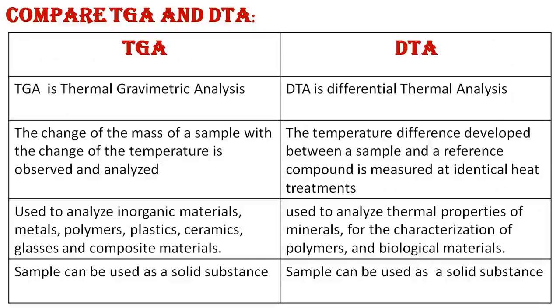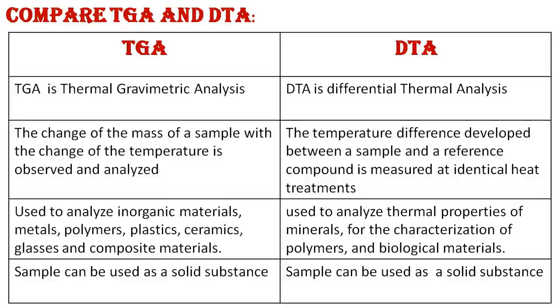Now compare TGA and DTA. TGA is thermogravimetric analysis. DTA is differential thermal analysis. In TGA, the change of mass of the sample with the change of temperature is observed. In DTA, the temperature difference developed between a sample and a reference compound is measured.